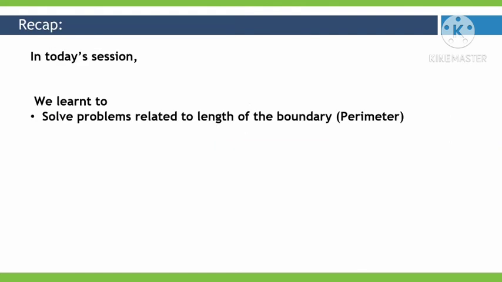So in this session, we have learned to solve problems related to the length of the boundary, that is the perimeter.